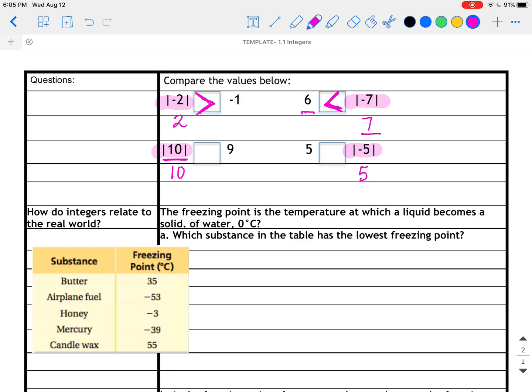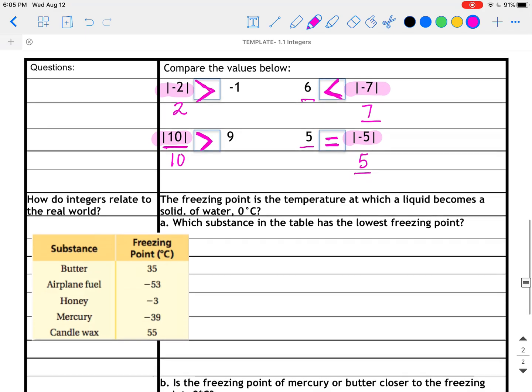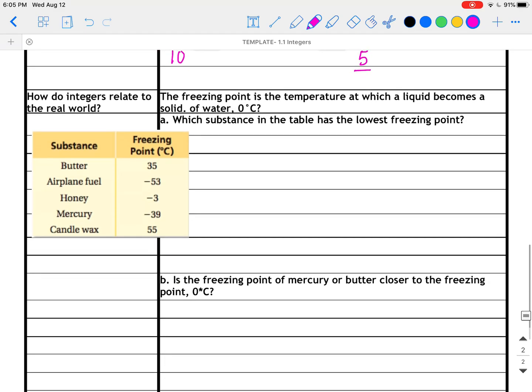All right, let's move on to 10 compared to 9. Our mouth wants to eat the bigger value, and 10 is bigger than 9, so 10 is greater than 9. And last one, we're comparing 5 and 5, and those values are equal to each other. So 5 is equal to 5. Got it? Perfect.